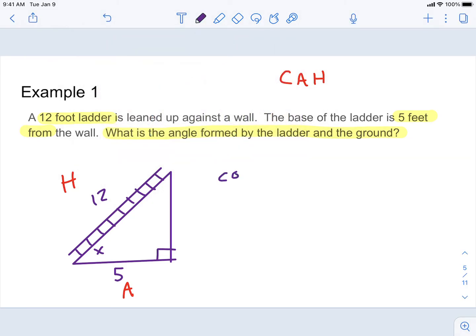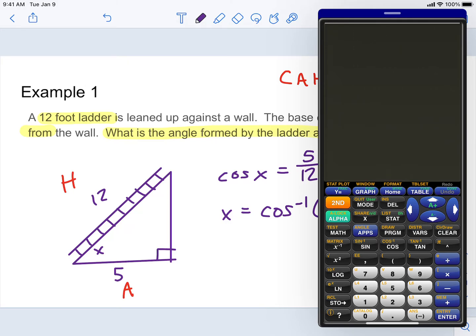All right, when I set this up, cosine of X is equal to adjacent over hypotenuse. Now with finding a missing angle, remember we're using inverse trig. So I get rid of cosine on one side by doing inverse cosine of both sides, like that. All right, now let's go to our calculator. Make sure you're in degree mode. We'll do second cosine 5 divided by 12, and we'll call that 65.4.